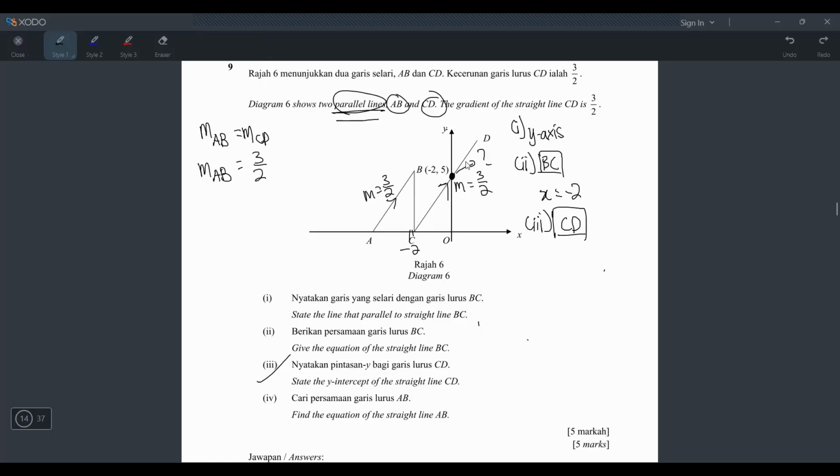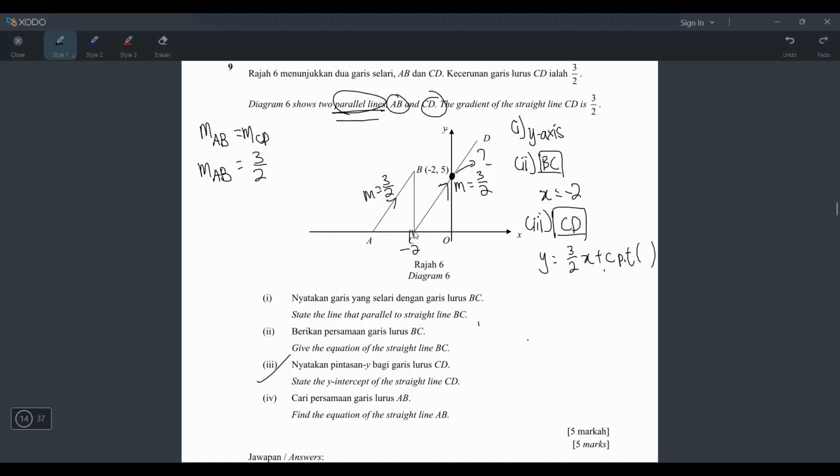So how to do? Okay, very easy. You just find the equation of CD. After you find the equation of CD, you will get this. So how to find the equation of CD? y equals mx plus c. This one you use mx plus c because this line is a gradient line, right? And the m you know already is 3/2. Just put it in. And then the c we don't know, so don't know is fine. Just put c and then passes through. And then you substitute any point that the line passes through.